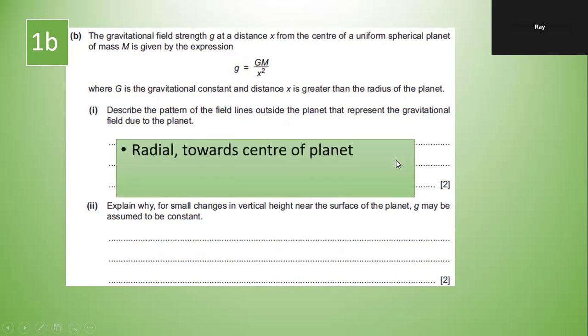So radial, field lines are pointing to the center of the planet. Radial is important, worth a mark. And then towards the center of the planet.